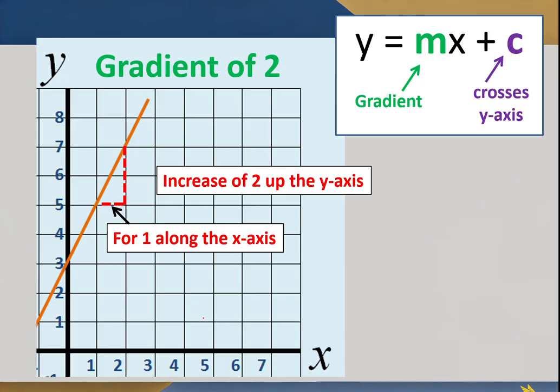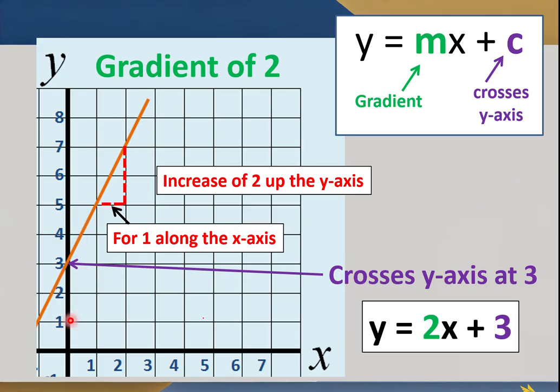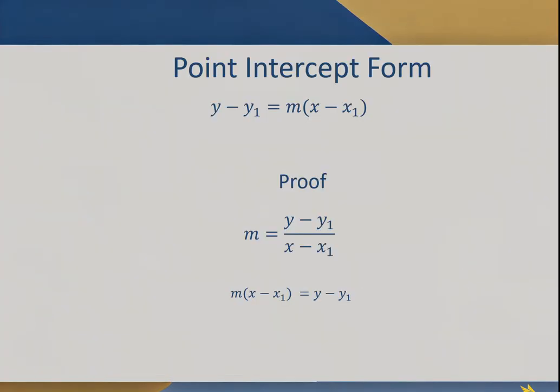So the first thing I'm going to look at here is my gradient. We can clearly see it goes across 1, up 2, so my gradient will be 2 over 1. And we can also see that my line crosses the y-axis at 3. So if I put those into my equation, I get y equals 2x plus 3.